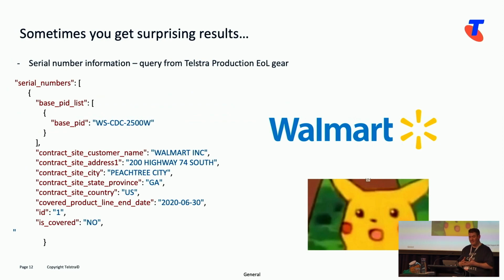When testing this against a production Telstra node, sometimes we do get very surprising results. In this case, it's showing one of our devices is either owned or was bought by Walmart, and it just goes to show you can get everything from Walmart.